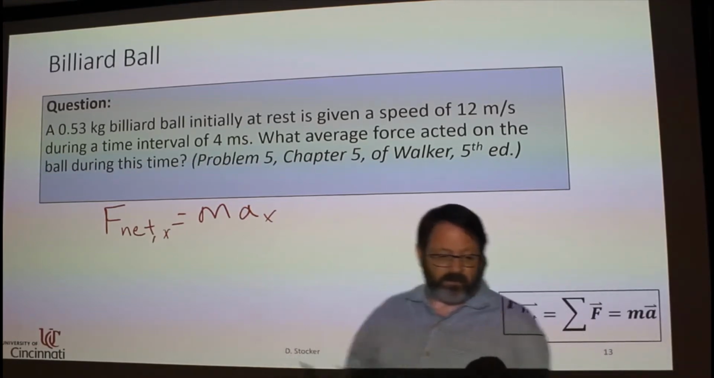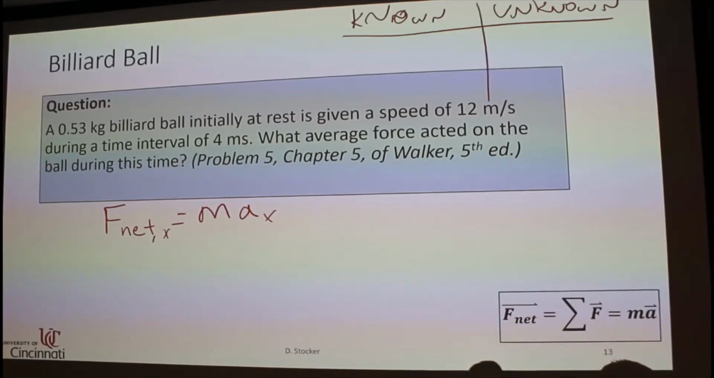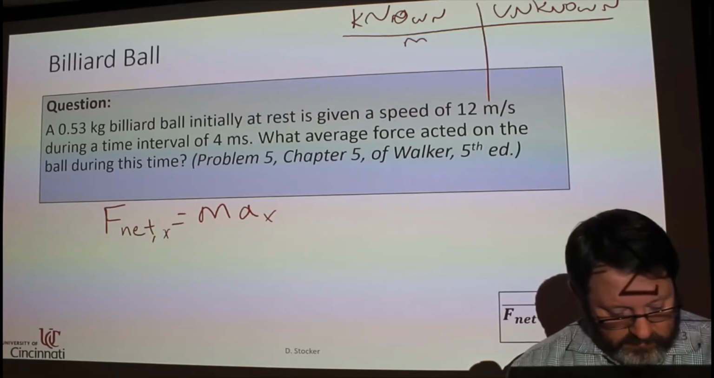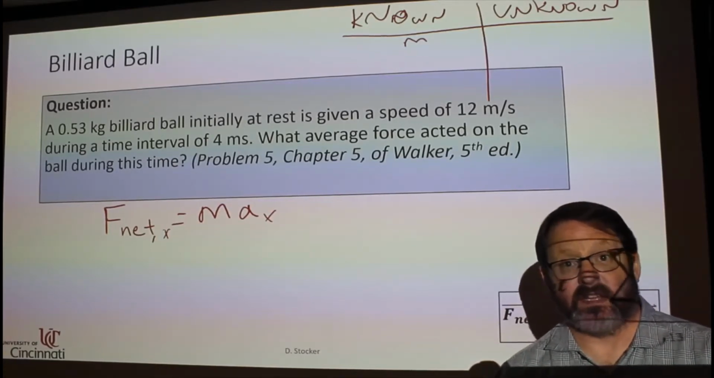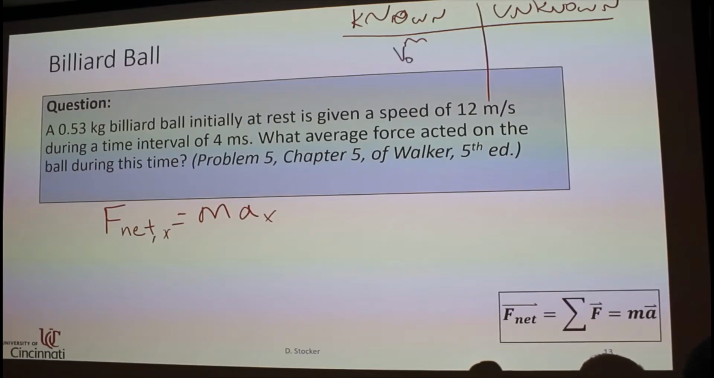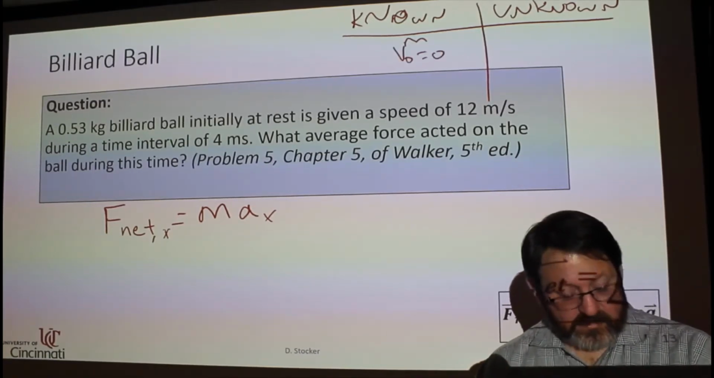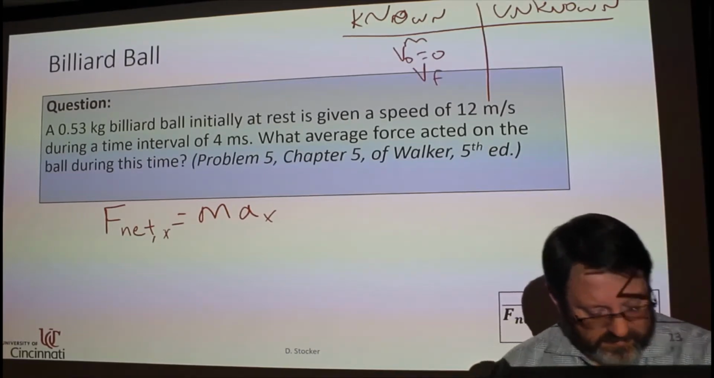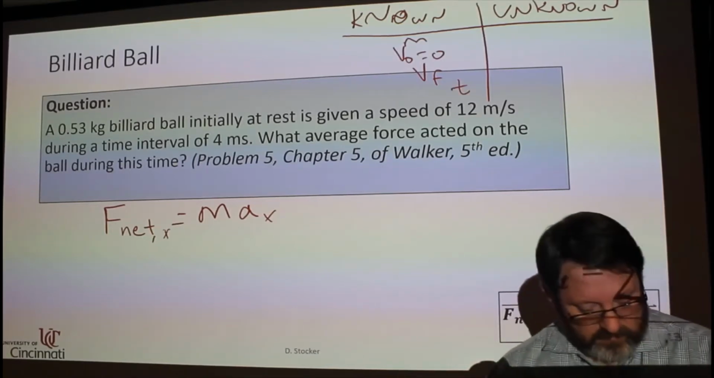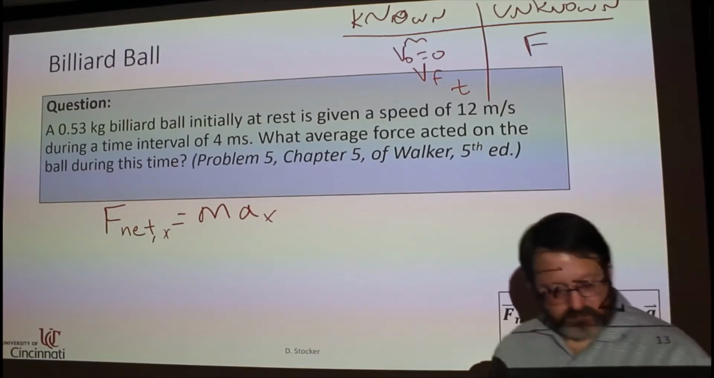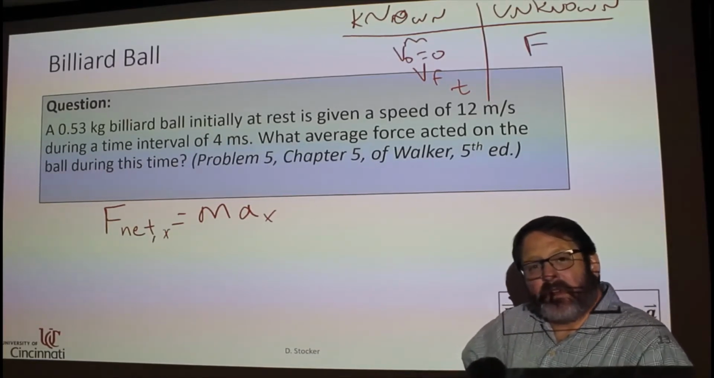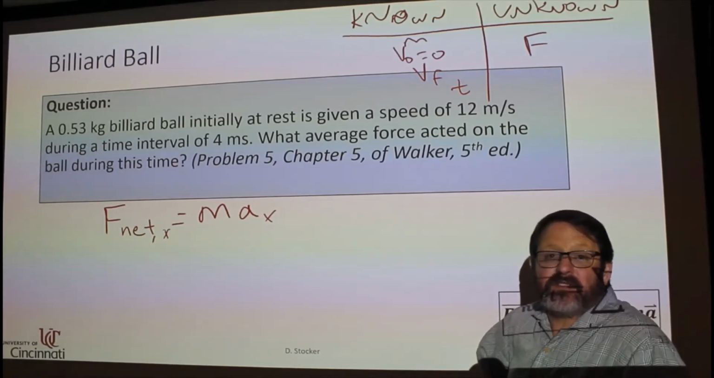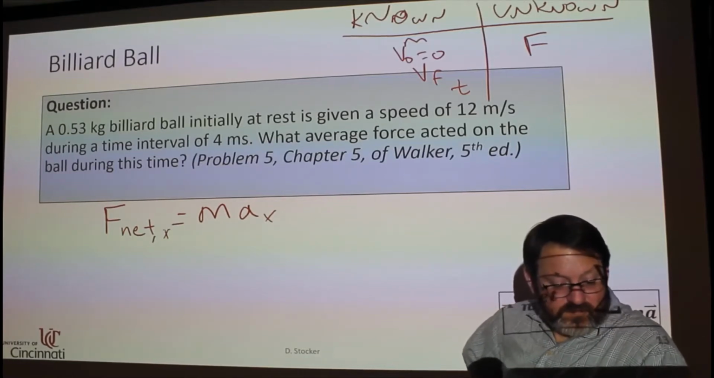Mass, okay, mass I understand. So if I do known and unknown, we know the mass. We know, okay, initially at rest, that's a velocity. So v naught is 0. And then it's given a final speed, so we know vf. And we know a time. And we're looking for a force. It says average force, but remember in all the problems we're going to be looking at, the force is constant, so average force will be the same as just force.